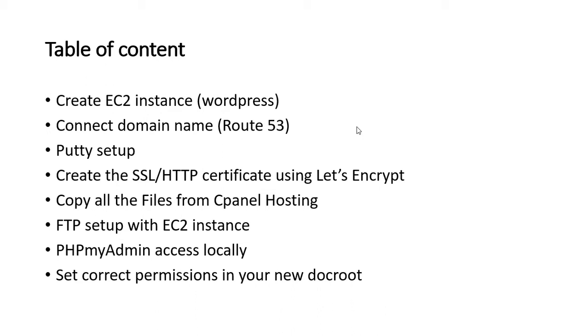Then we will copy all the files from cPanel hosting. We'll download them to our local system, including the database file. Then we will do the FTP setup with the EC2 instance so that we can transfer all the files which we have copied from cPanel to the AWS EC2 instance.